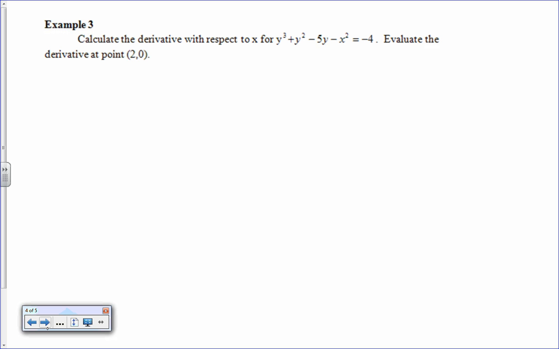Unfortunately, no. Because what would you have to do? You'd have to get y by itself. And there's 3 different ones at different exponents. That's not going to work out so well. All right, so let's do it implicitly.